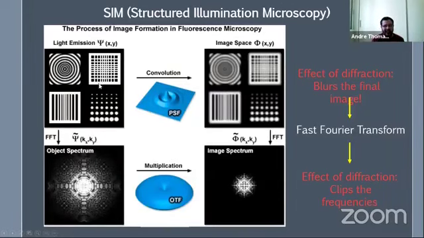But when you take the image on your detector, after the emitted light goes through an objective, you see this blurred image here. So the effect of diffraction is basically blurring your image. You cannot resolve the circles anymore, or the squares that are sharp here; you cannot see them here because it's more or less a circle. So that's because of diffraction of light.